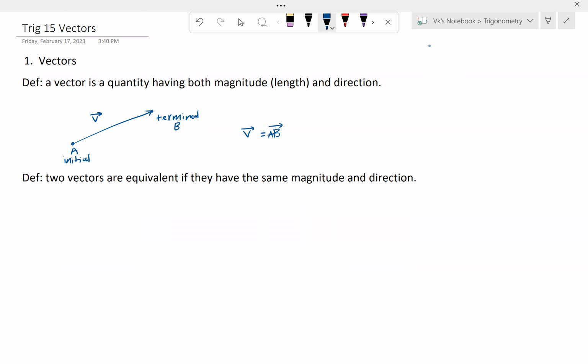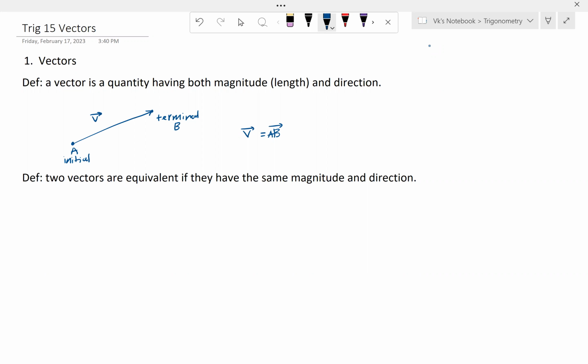There are many examples of vectors, such as velocity, weight, force, magnetism, heat, pressure, and many more.